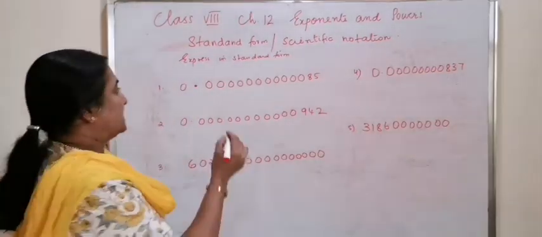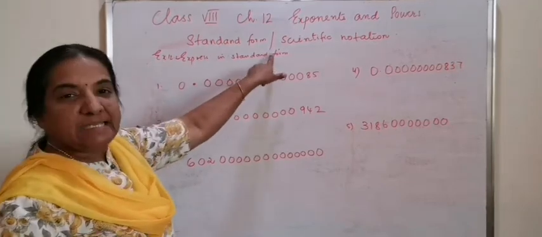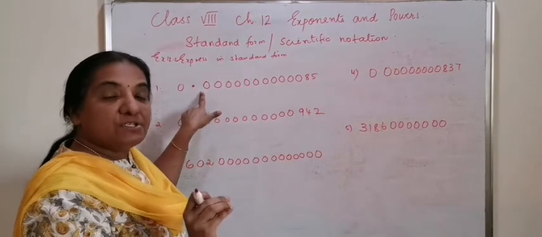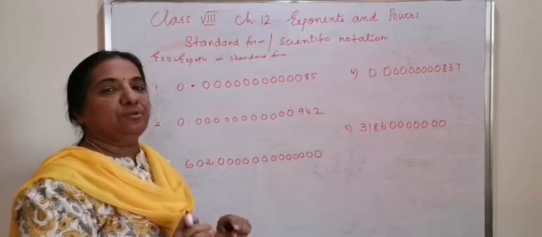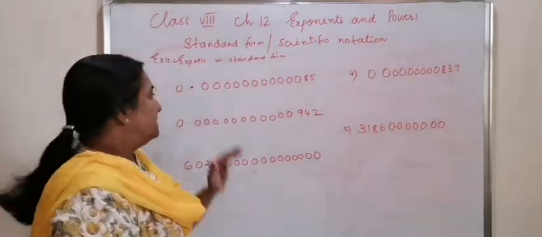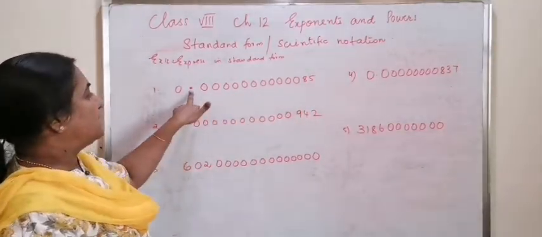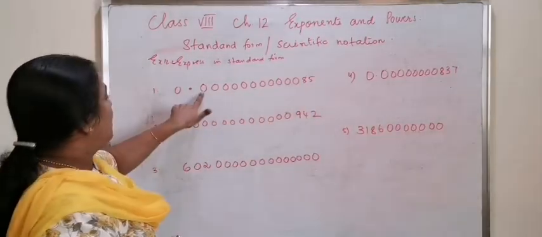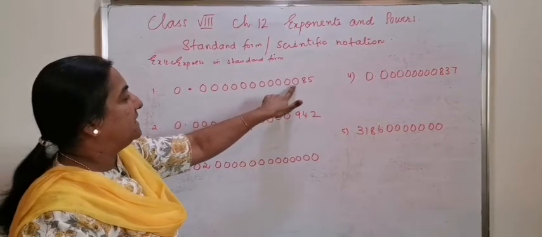Exercise 12.2, question number 1. Express in the standard form. Make sure in your mind that this is a very small number, so it will always be 10 to the power of a negative exponent. That way you can remember it. The number given to you is a very small number because it is 0.00 etc. Let's count the number of zeros: 1, 2, 3, 4, 5, 6, 7, 8, 9, 10, 11.